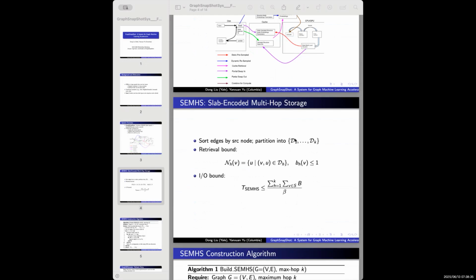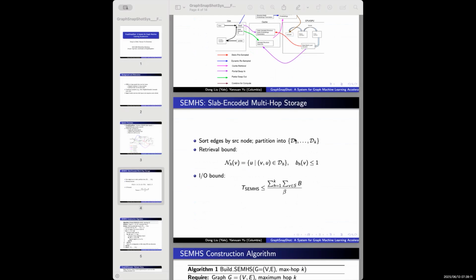Here we go to the SEMHS, the slab-encoded multi-hop storage, and it's efficient. The idea is to pre-compute the key hop neighbors and store them in separate disk partitions or slabs, denoted D1 to DK. So for a node, if we want its H-hop neighbors, we just look at the H-th slab.